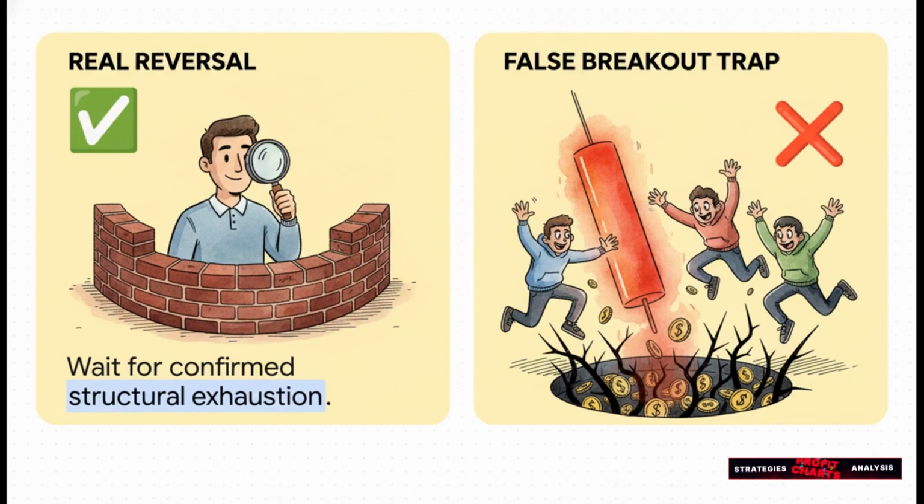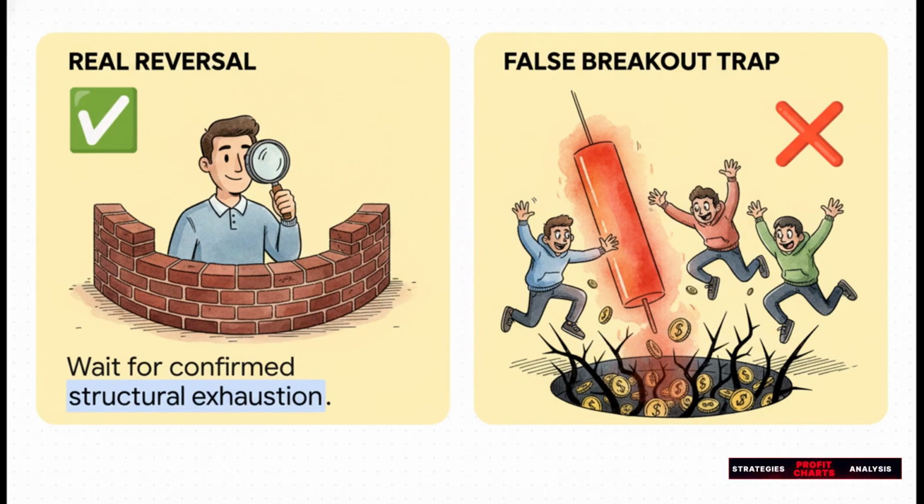Now, there is a totally crucial difference between a real reversal and a trap. A real reversal relies on waiting for confirmed structural exhaustion, meaning the market actually proves it has run out of momentum. A false breakout trap, on the flip side, totally preys on the impulsive retail habit of jumping in on pure emotion, fading an active trend without any structural confirmation whatsoever.